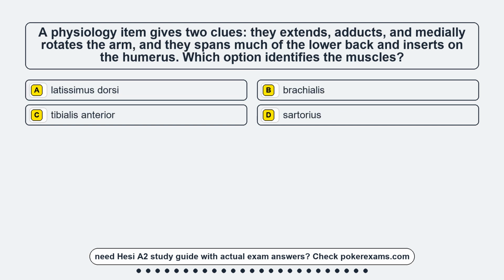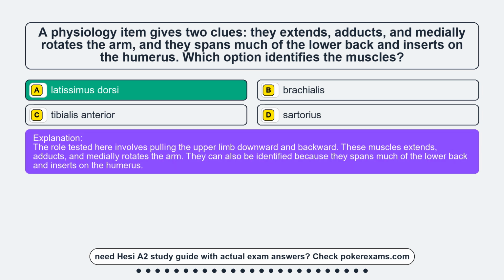Question 14. A physiology item gives 2 clues. They extend, adduct, and medially rotate the arm, and they span much of the lower back and insert on the humerus. Which option identifies the muscles? Option A, latissimus dorsi. Option B, brachialis. Option C, tibialis anterior. Option D, sartorius. The correct answer is option A, latissimus dorsi.